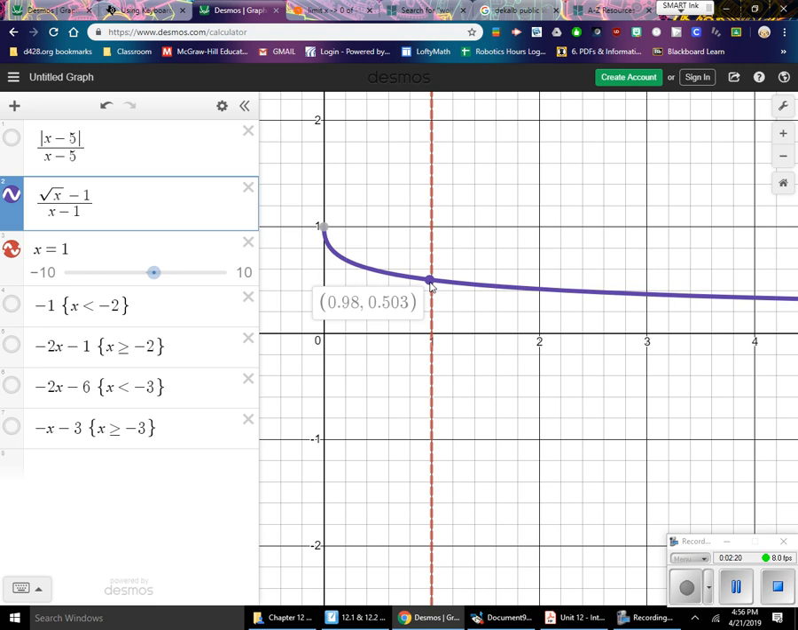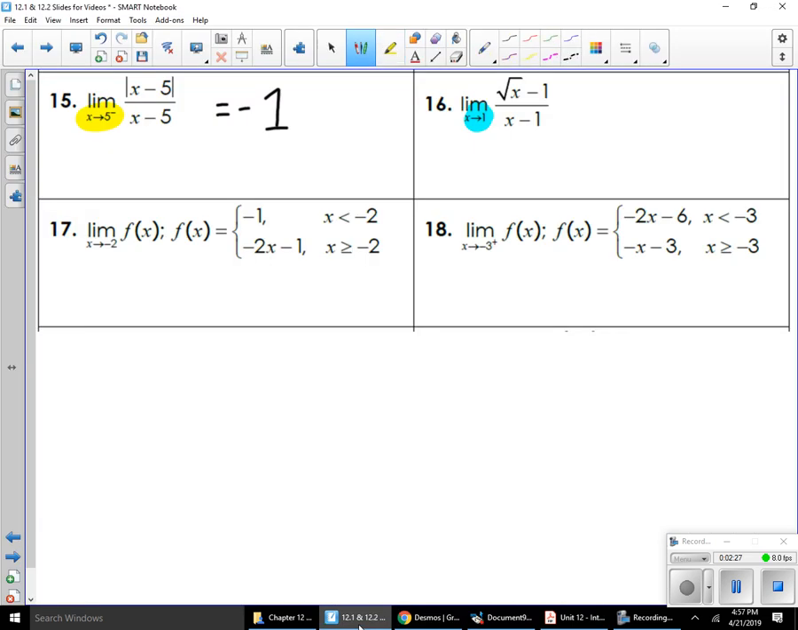So you don't need to build a table for these problems. DESMOS is pretty good at telling you right where that limit's at. So in this case, it's at 0.5 or 1/2 for all you fraction lovers out there.